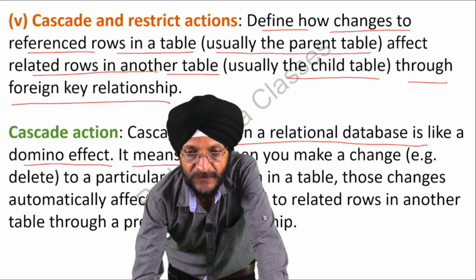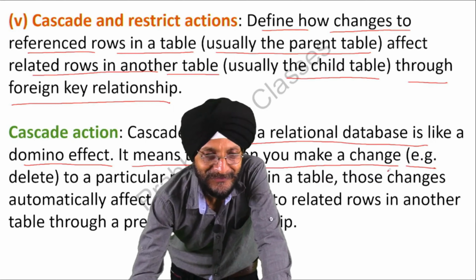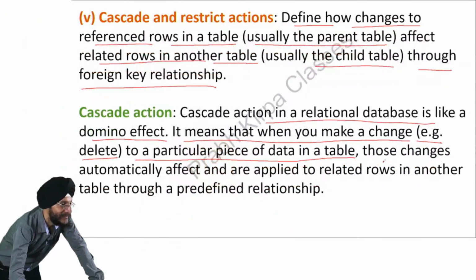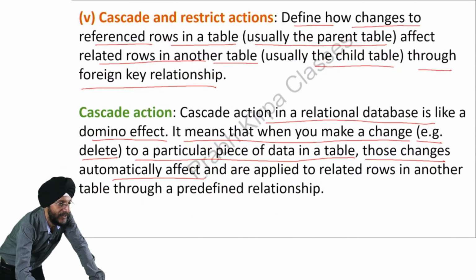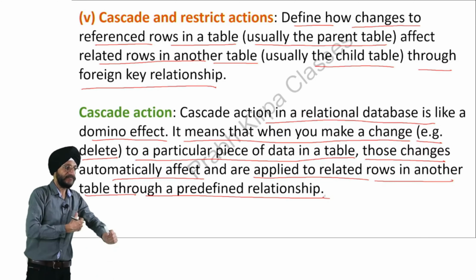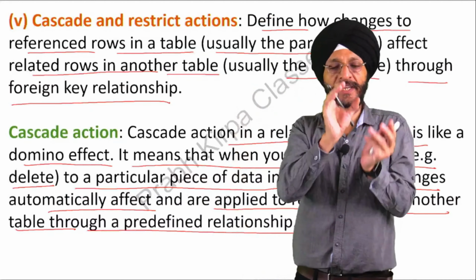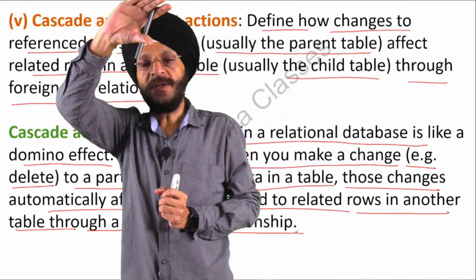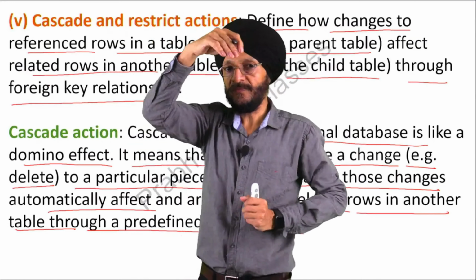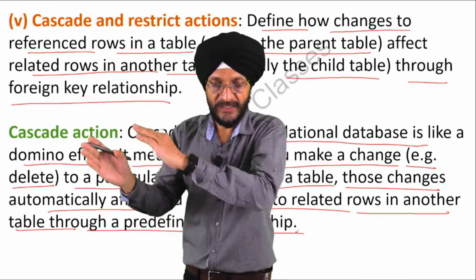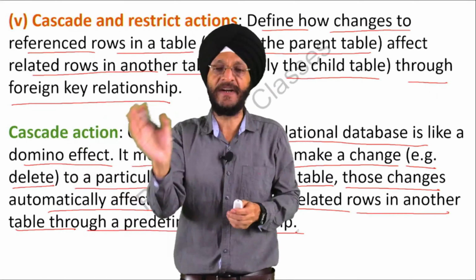It means that when you make a change, for example delete, to a particular piece of data in a table, those changes automatically affect and are applied to the related rows in another table through a predefined relationship. That is, whenever you delete, suppose, a customer ID in the customer table, then it will have its effect on the orders table. That is the related rows in another table through a predefined relationship.